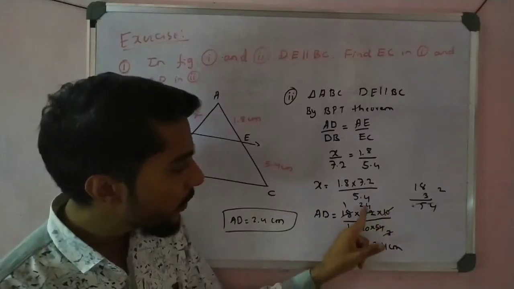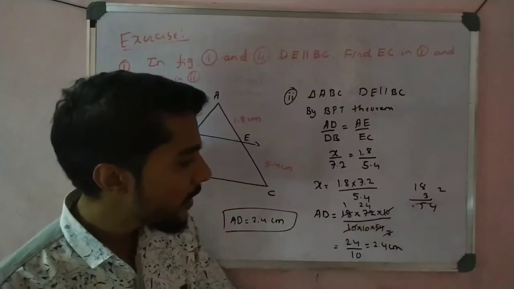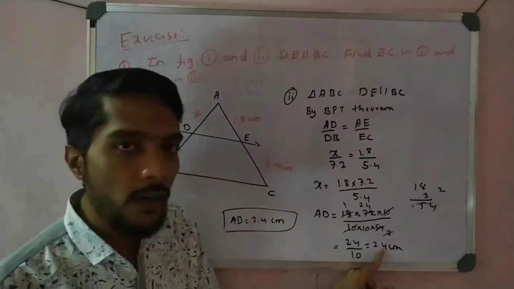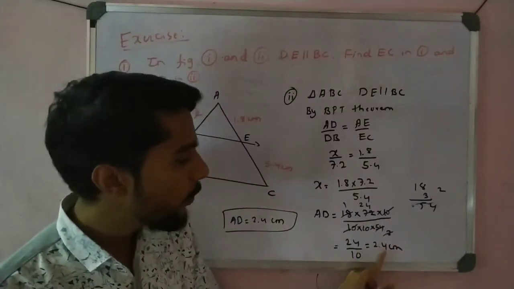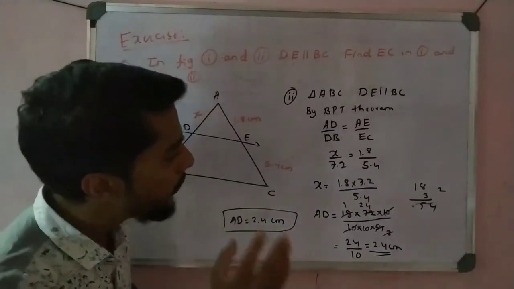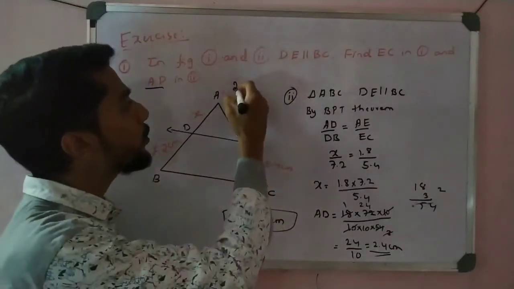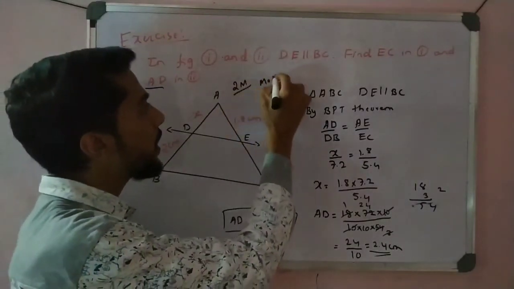Okay, 10 and 10 cancel, and we finally get 24 by 10. So 24 by 10 is nothing but one decimal: 10 twos are 20, then 0.4, and 10 fours are 40. So that is what you get. 2.4 is the answer. So please, very important, very easy. It is a 2 marks question. Such questions are most of the time asked in examination.